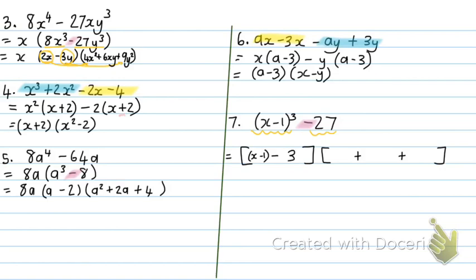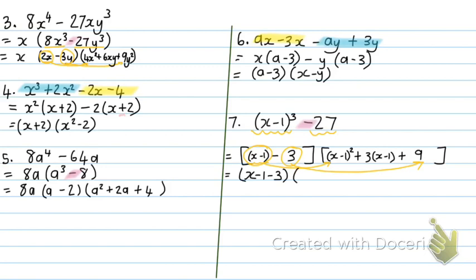For the first term in the second bracket, it's the first term squared. X minus 1 squared. Then for the last term, it's 3 squared, which is 9. For the middle term, I have to multiply these two with one another. So it's 3 times x minus 1. Now I have to simplify. I cannot leave it just like that. So to take away the bracket, in the first bracket, it's going to be x minus 1 minus 3.